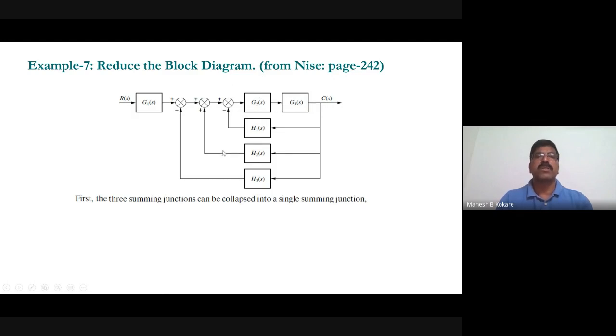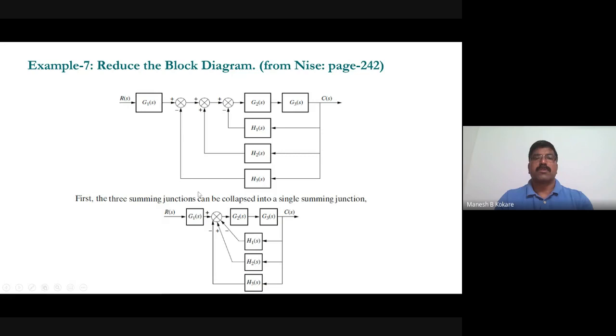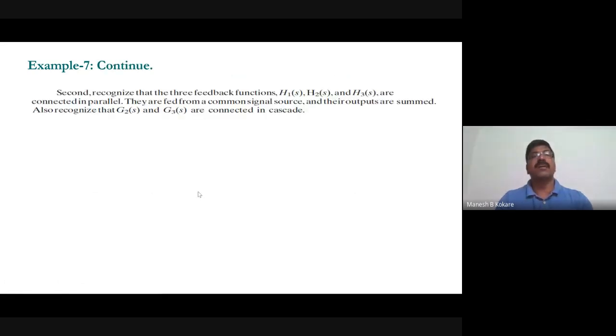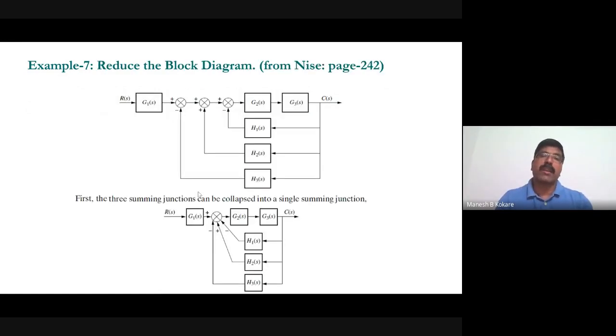So first, three summing junctions can be collapsed into a single summing junction. That is also possible here. Like this way, and then second, recognize that three feedbacks H1, H2, H3 are connected in parallel. So in another way, you can also solve this problem.